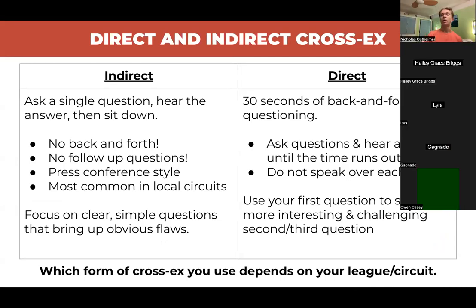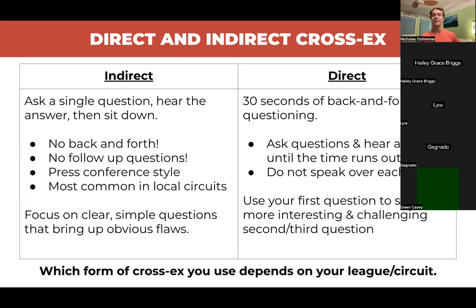Be very careful about what type of cross-examination you are actually going to be using at the circuit you compete in. There is indirect cross-examination and direct cross-examination. In indirect cross-ex, the presiding officer calls up people to ask a single question, hear the answer from the speaker, and then sit back down. There is no back and forth, no follow-up questions. When you see the press secretary of the United States, of the president, take questions from the press corps, think of it as something a little like that.